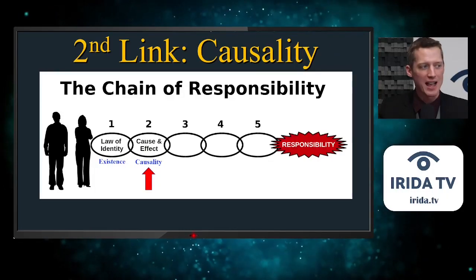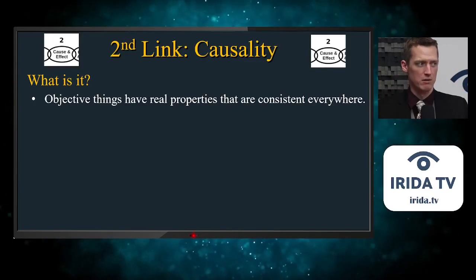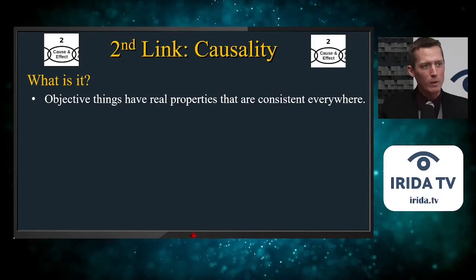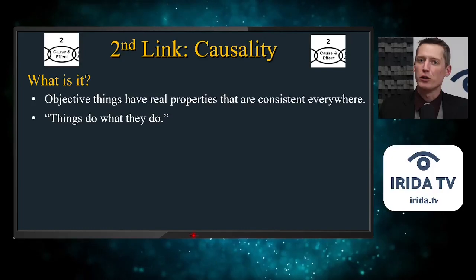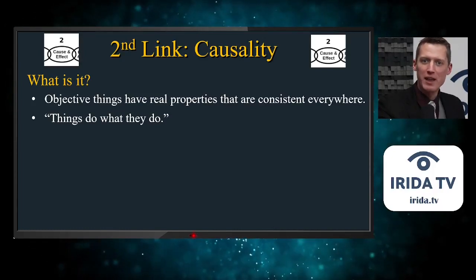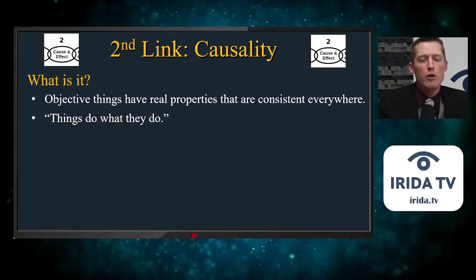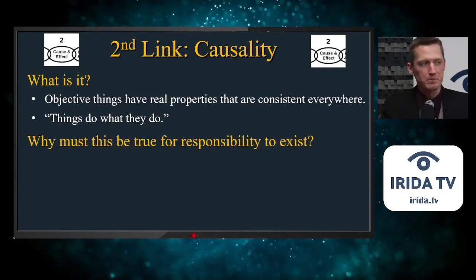So let's move on to link 2. This is causality, or cause and effect. What is it? It says that objective things have real properties that are consistent everywhere. Or better said, things do what they do. We started out with things are what they are, and it follows that if things are what they are, those things have real properties. That means things do what they do.